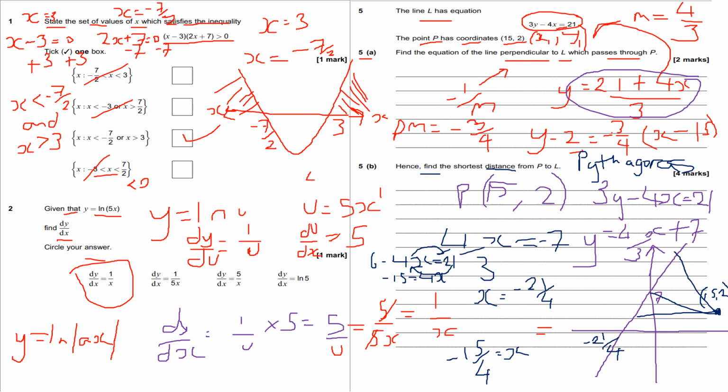So that distance there would be 2 subtract -15/4. So 15/4 as a decimal will be what? It'd be 3 3/4, so it'd be 3.75. So it'd be 2 plus 3.75, and that would be your final answer. So the answer would be 5.75.